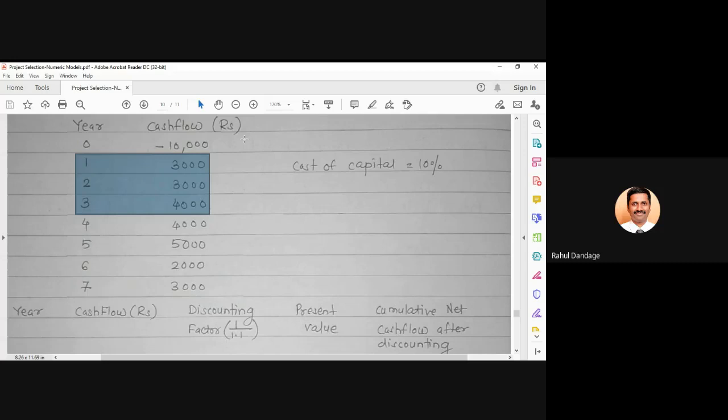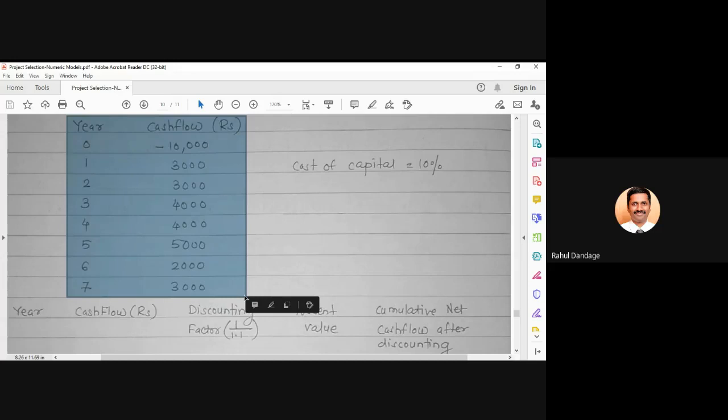Now, since the cost of capital is given as 10%, we will apply the discounted payback period method and check how much the payback period is, and how much is the difference between the payback period we get by simple payback and the one we get by the discounted payback period method. So you can note down the year and cash flows in rupees for all 0 to 7, that is an 8 year period. Initial investment 10,000, and 1 to 7 are the various cash flows at different years.